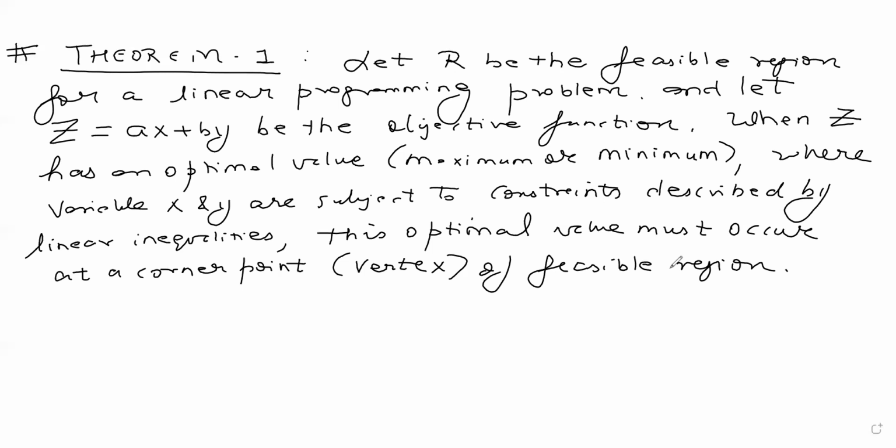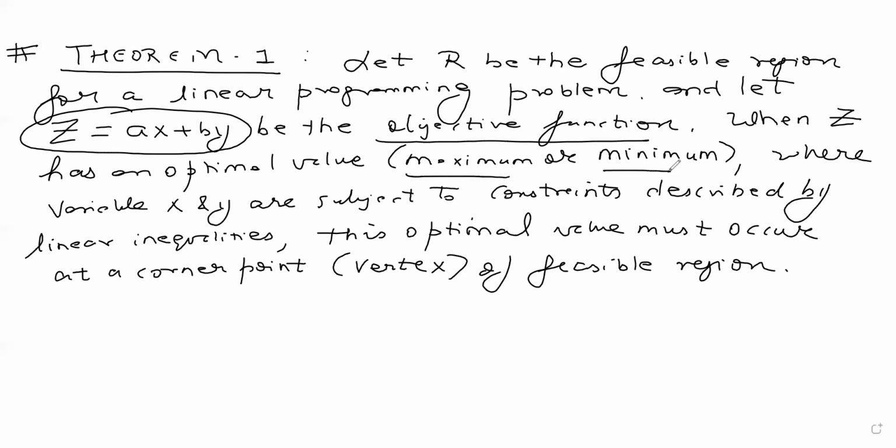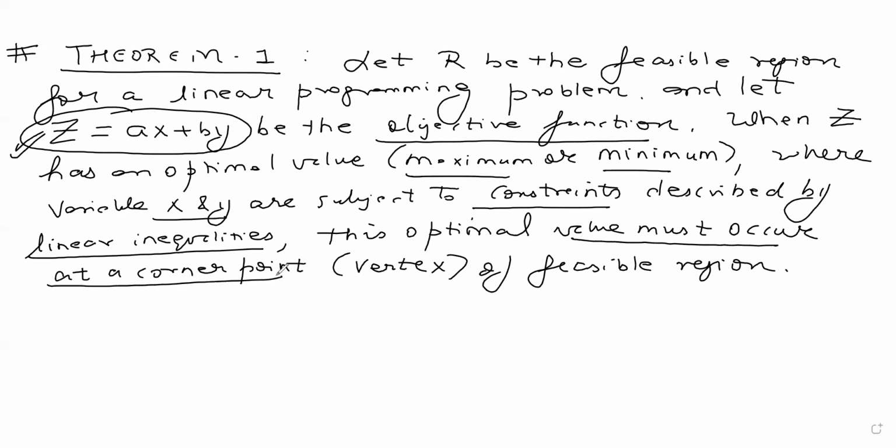I'm revising the theorem again. Let R be the feasible region. This feasible region will contain all the feasible solutions for a linear programming problem, and Z equal to AX plus BY is my objective function, which I need to either maximize or minimize. X and Y are my decision variables, and they are subject to the constraints described by the linear inequalities. Then the optimal value of Z must occur at a corner point. Corner point is also called the vertex of the feasible region.